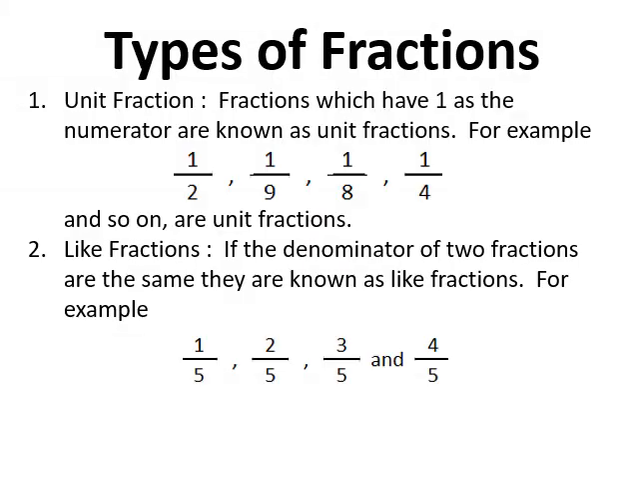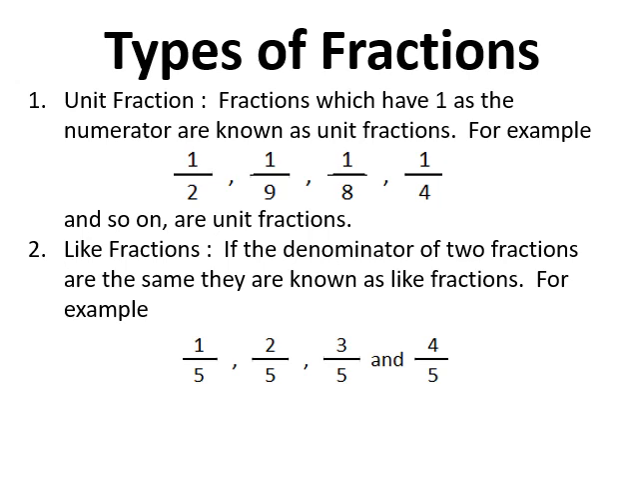There are different types of fractions. Number 1 is unit fraction. Fractions which have 1 as the numerator are known as unit fractions. For example, 1 by 2, 1 by 9, 1 by 8, 1 by 4. Here you can see that one thing is common, that is your numerator. All the numerators are the same, that is 1, 1, 1, 1. So when your fractions have 1 as the numerator, that is called your unit fraction.